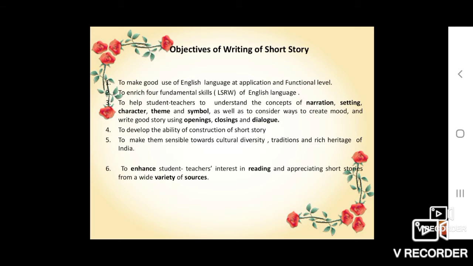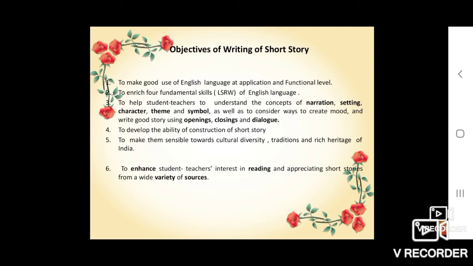Let's focus on the objectives of writing a short story. Why has Pune University introduced this type of practical work in course number 106? The objectives are to make good use of the English language at application and functional level, to enrich the 4 fundamental skills of the English language, to help student teachers understand the concept of narration, setting, character, theme and symbol, as well as to consider ways to create mood and write a good story using openings, closings and dialogues.